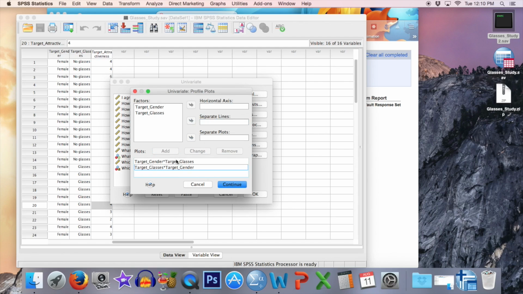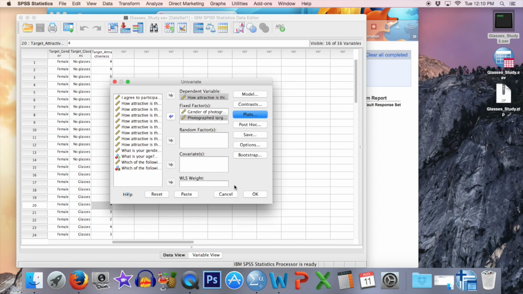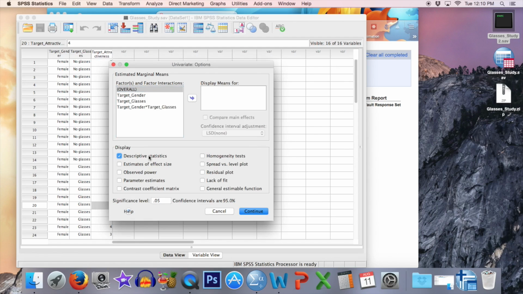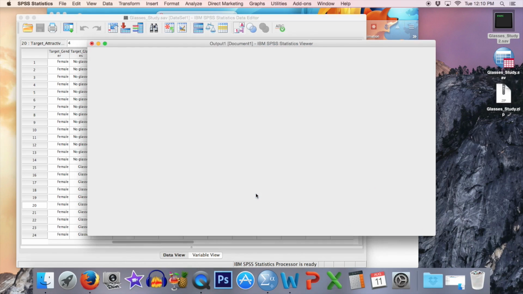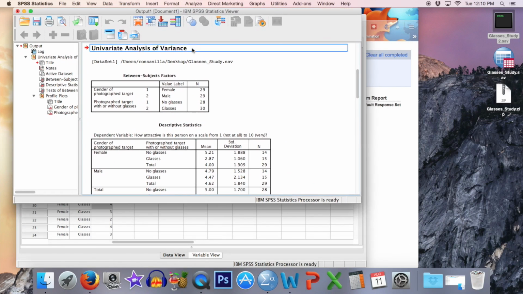This is going to give you the same thing, but it'll look slightly different, and then you can choose which graph makes the most sense to you. So click Continue. And then the last one, go to Options and put in Descriptive Statistics. You'll need this for the means and standard deviations for each group. And click Continue. And that's it. Click OK and we'll take a look at the results.